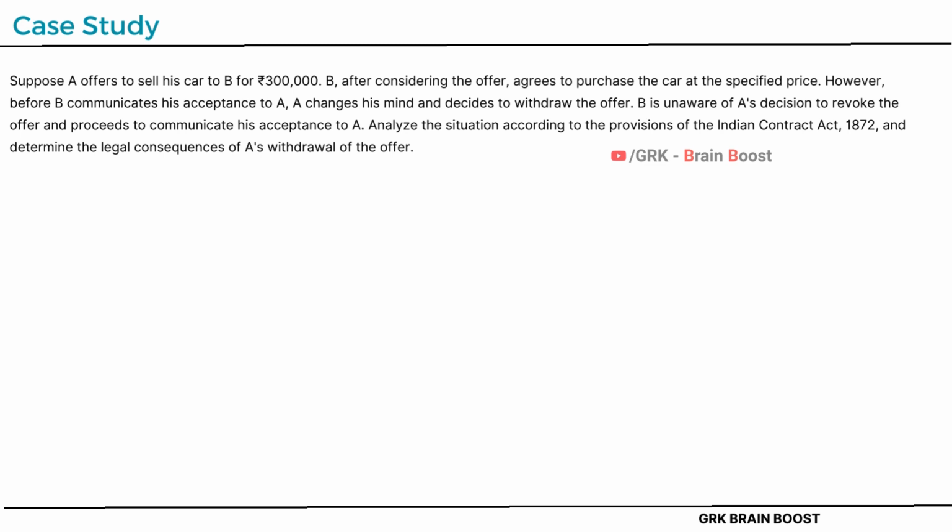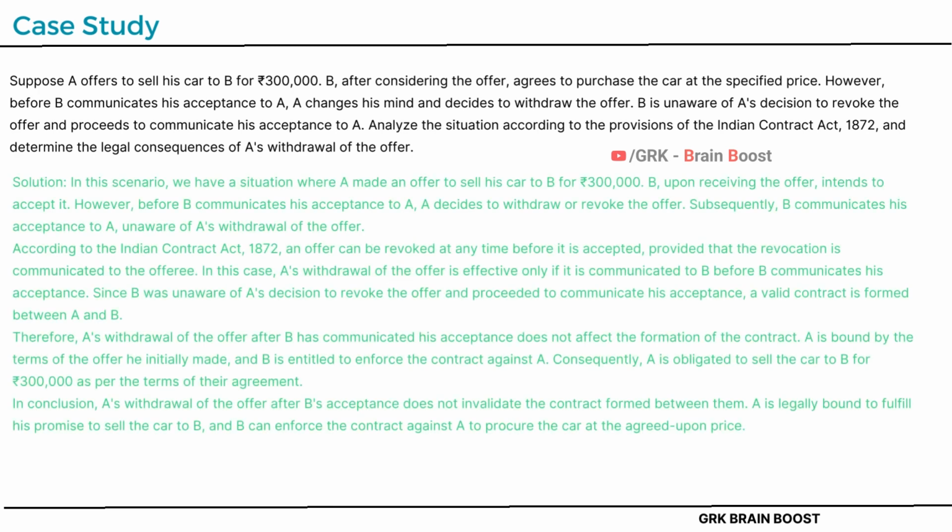In this scenario, we have a situation where A made an offer to B to sell his car for 3 lakh rupees. B, upon receiving the offer, intends to accept it. In the meantime, A decided to withdraw or revoke the offer. Subsequently, B communicates his acceptance to A, unaware of A's withdrawal of the offer.